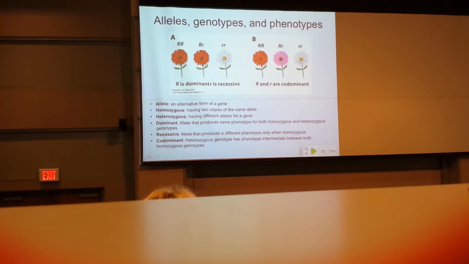So, a bunch of definitions that we need to make sure we have straight in our heads. An allele is just a different form of the gene. Here we're denoting the alleles with either big R or little r. The big R is one allele, and the little r is another allele for that particular gene. If you're homozygous, that means you have two copies that are the same. Homo means the same. Heterozygous means that they're different, so you have different alleles for the gene.